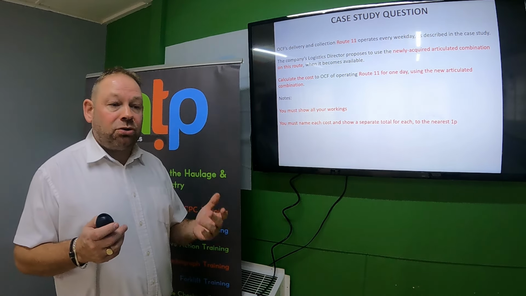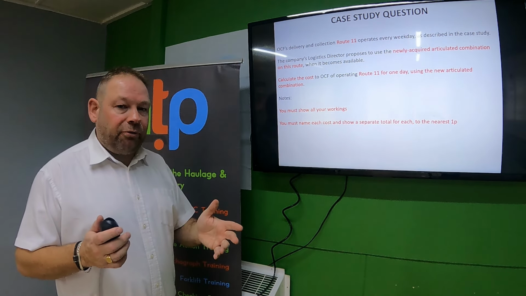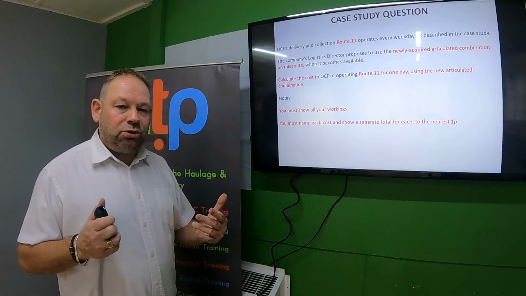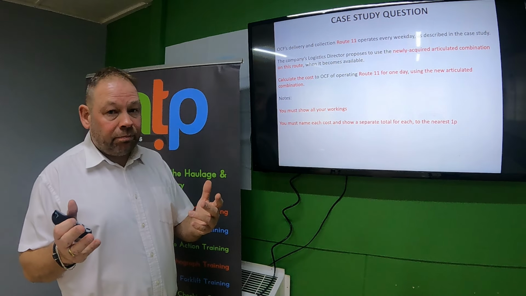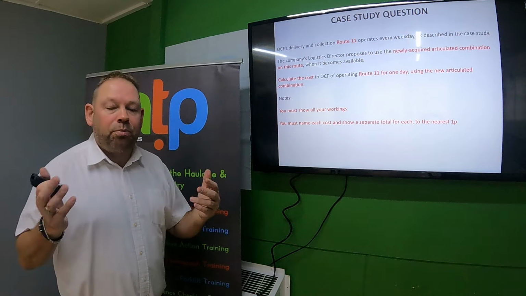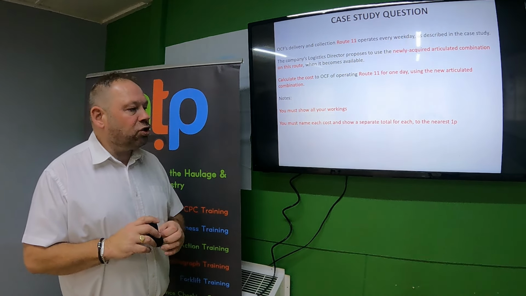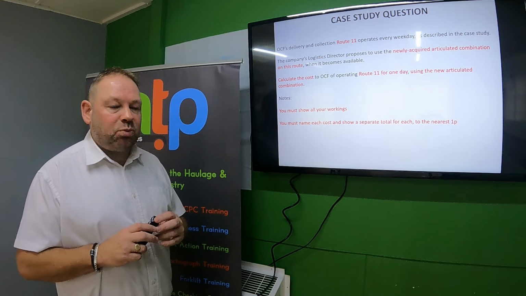If you do a calculation and you do it in your head, you're potentially not going to get a mark for it. So make sure that any calculation you do, you write down and you label. If it's a kilometre, you put kilometre. If it's a pound, you put pound. You must name each cost and show a separate total for each and to the nearest 1p.